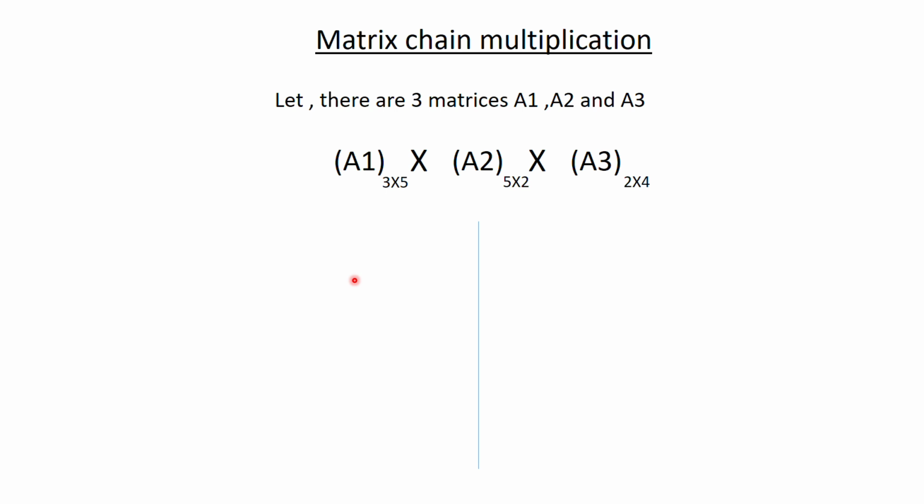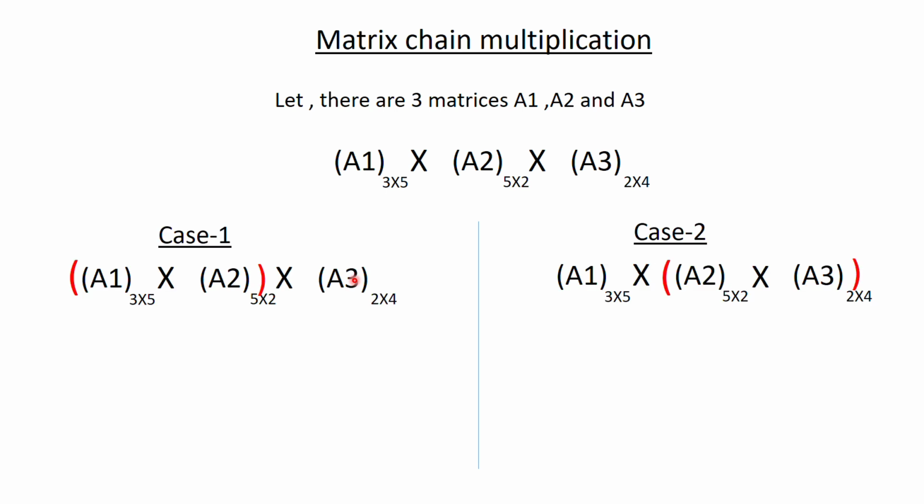We all know mathematically matrix multiplication is associative, meaning if we have 3 matrices, let A1, A2 and A3, the final result is the same regardless of how we group them. From the following question, there can be two cases. Case 1, at first do multiplication between A1 and A2, then multiply with A3. And in case 2, at first do multiplication between A2 and A3 and then multiply with A1.